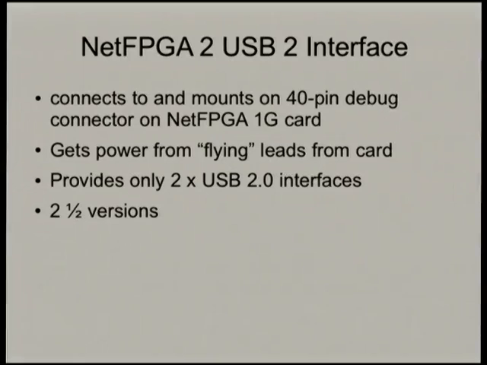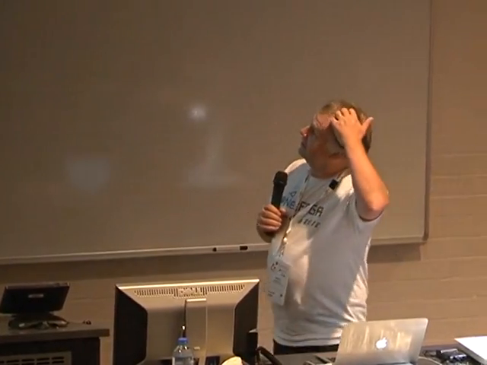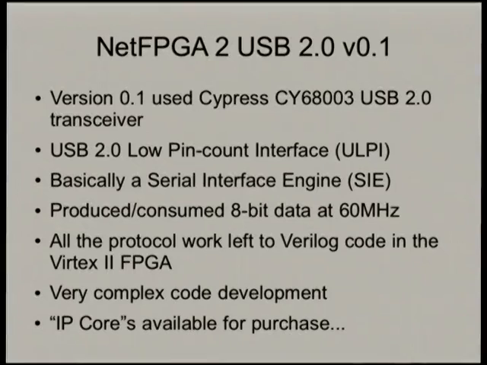There's only 2 USB 2 interfaces, which is enough to do a ping pong test and stuff, but not to realise the full 4-port design which we want to get to. And we're up to version 2.5. Version 1 was a bit of a disaster. Version 1 uses a Cypress USB 2 transceiver called a ULPI, UTMI+ Low Pin Count interface, which is basically a serial interface engine.